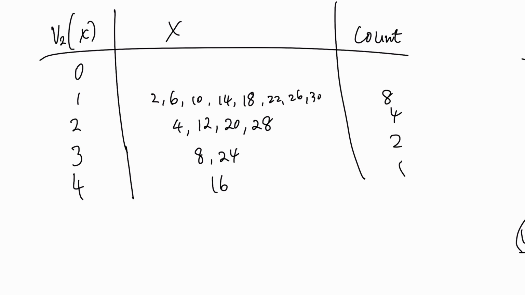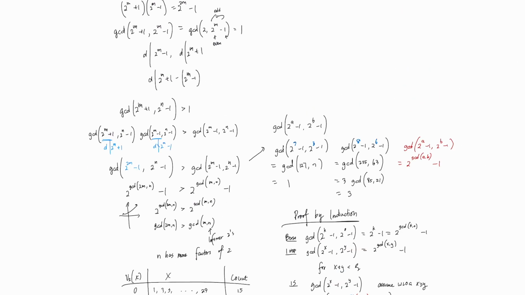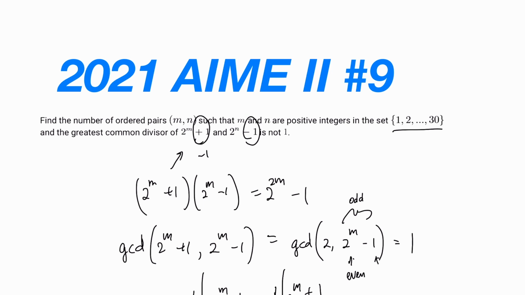And then we have all of the odd numbers, 1, 3, 5, all the way to 29. That'll be 15 of them. If you add them up, that is indeed 30 numbers. Which means that 2m plus 1 and 2n minus 1. Notice that m and n are not interchangeable.